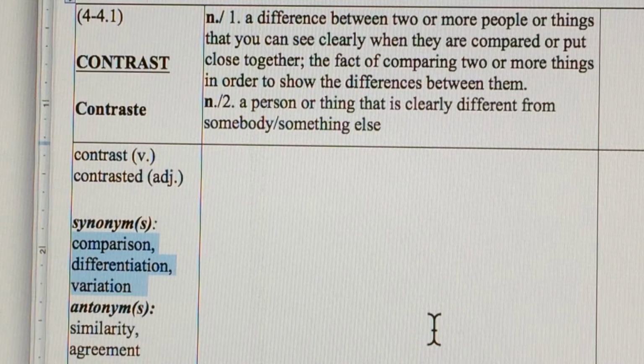If you got this one wrong on your reassessment, please write an original sentence using contrast as a noun on a separate card and include an illustration.